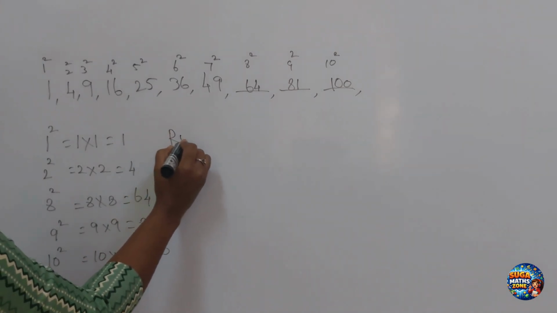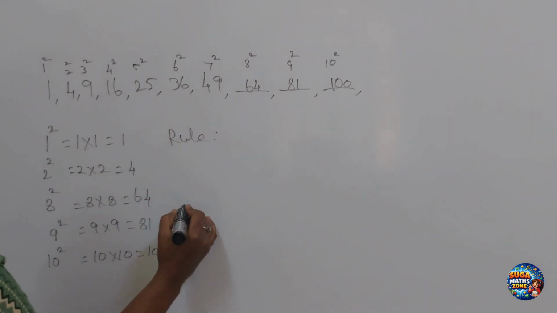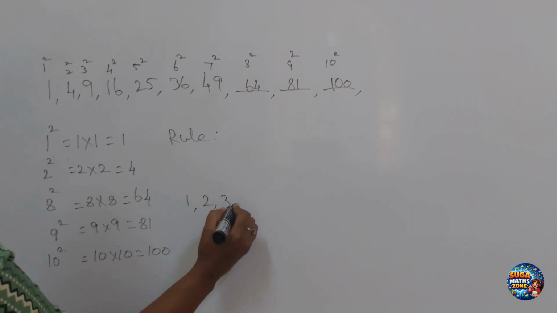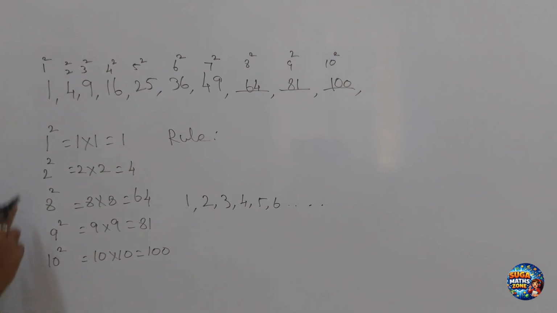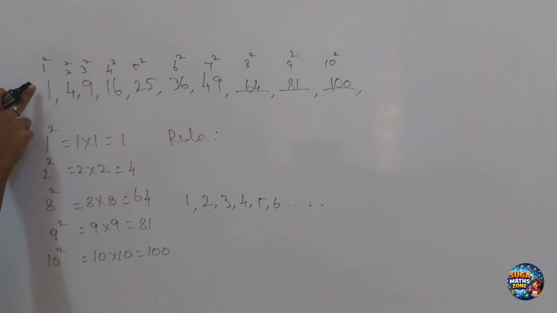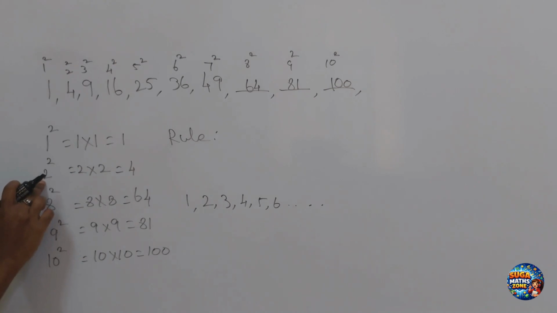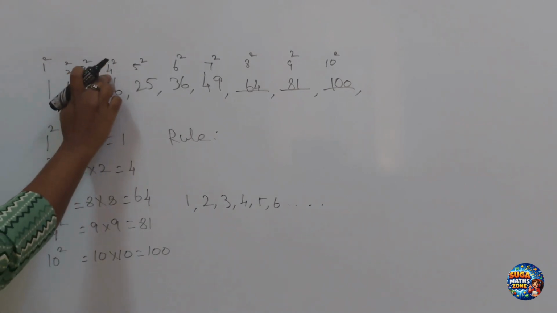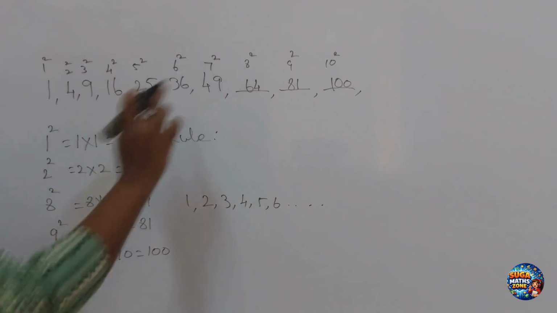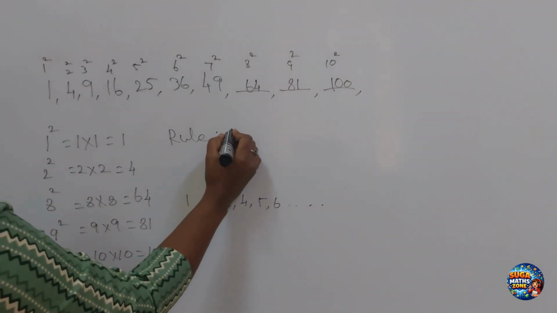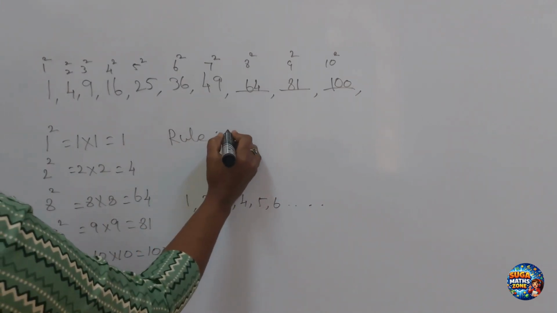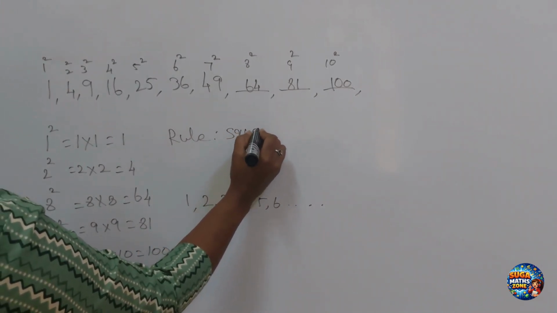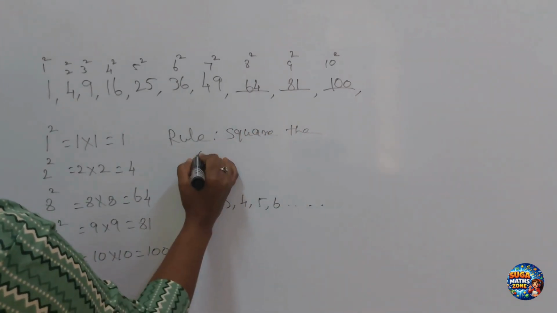Here the rule is, we already know about counting numbers: 1, 2, 3, 4, 5, 6, and it goes on. Look carefully: the counting number is multiplied 2 times. 1 is multiplied 2 times, and the next ones are 2, 3, 4, 5, 6, 7. So you can write that the counting number is multiplied 2 times. Here I am writing: square the counting numbers.